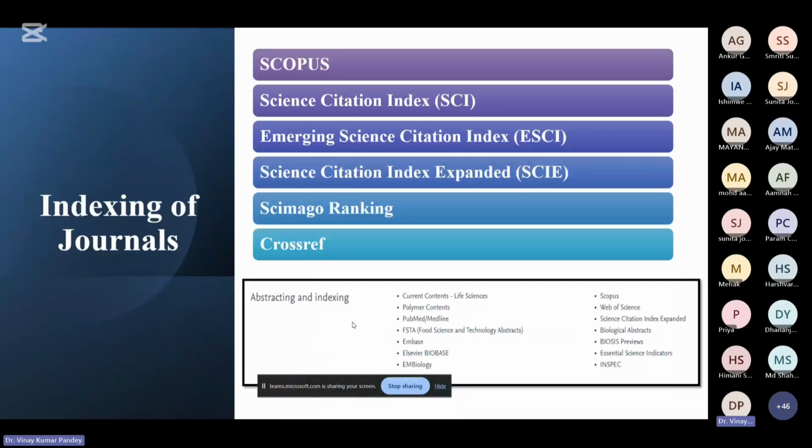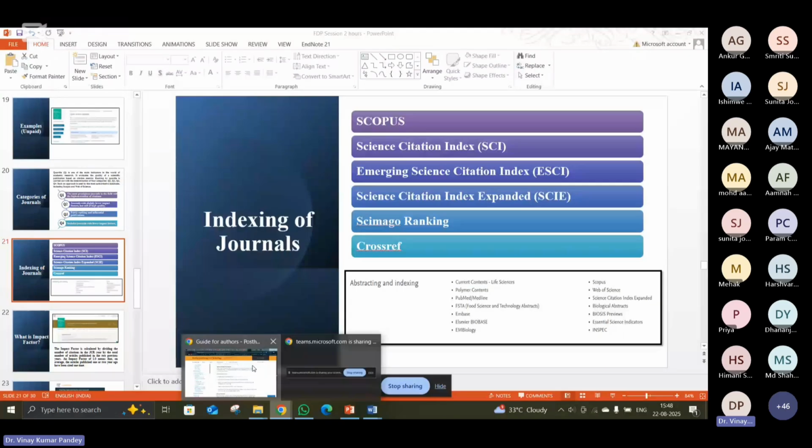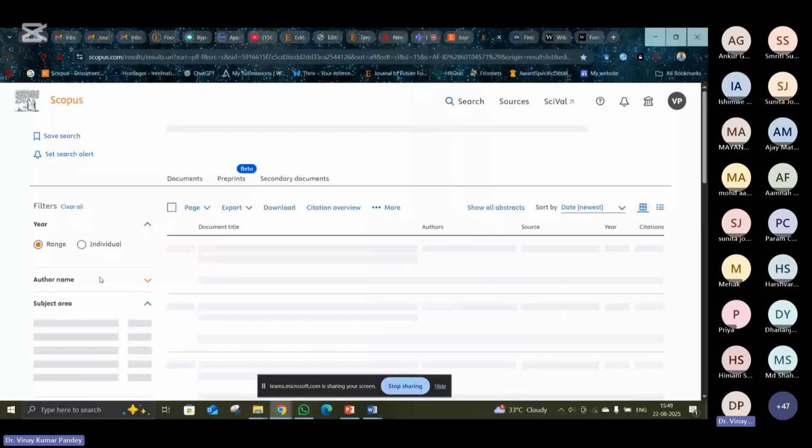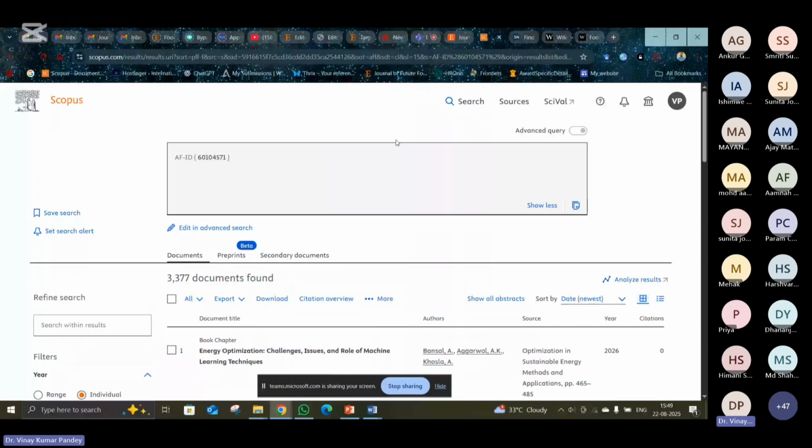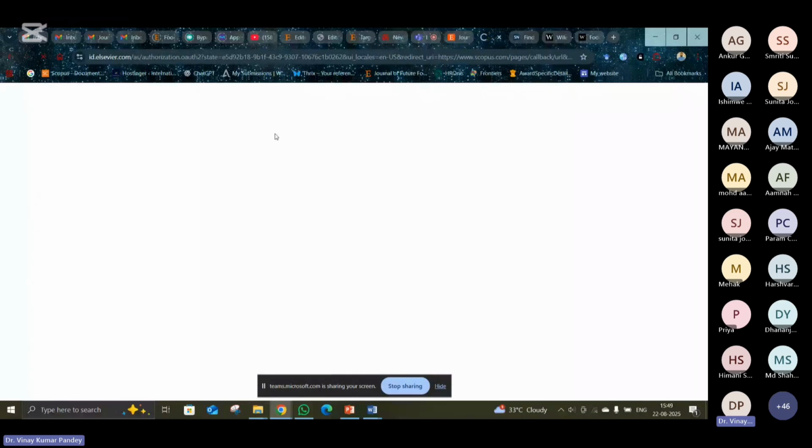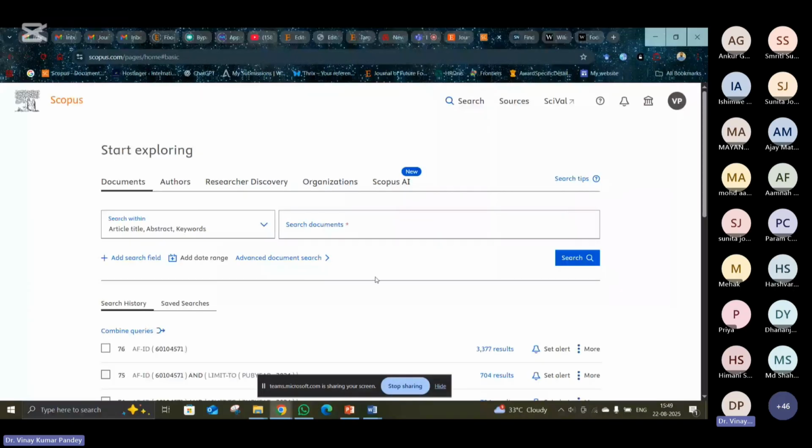These are some indexing platforms, like Scopus, which is the best platform right now. I'll just show you something on Scopus. Since we have the subscription of Scopus, I'm mentioning it once again because you must use this service in our campus. You can use it on the Manav Rachna server and you can log in from your email ID and utilize it. So this is how Scopus looks.